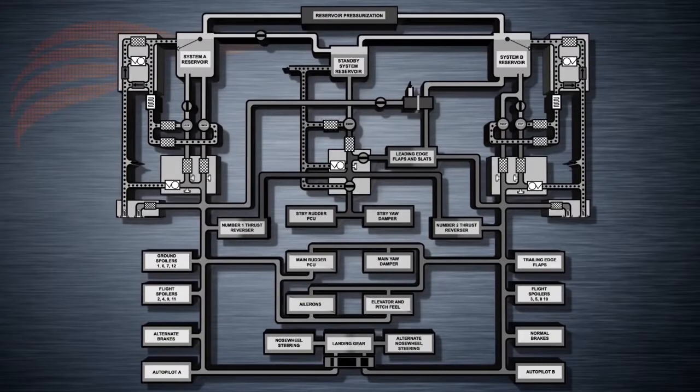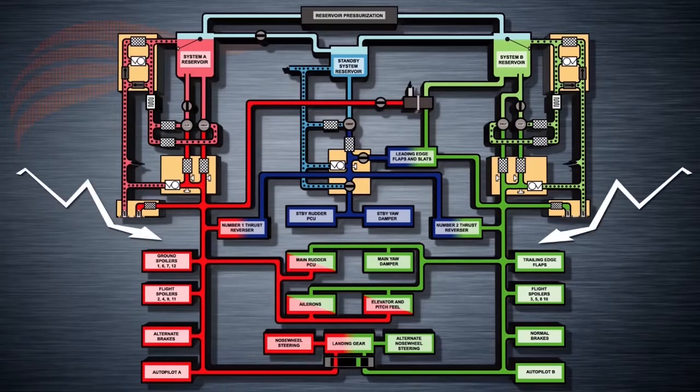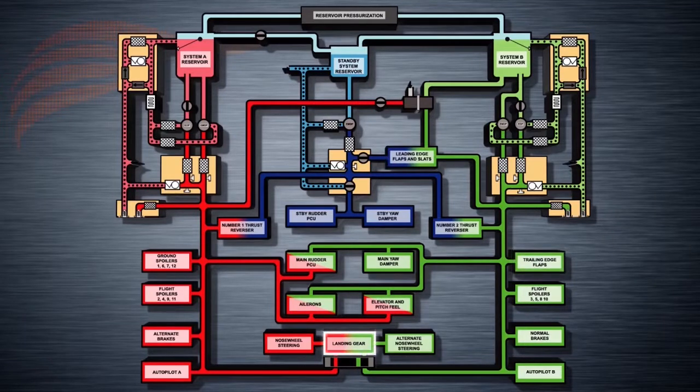The 737 Next Generation has 3 hydraulic systems: System A, System B, and the standby system. Many systems on the aircraft use hydraulic power as their primary, and in some cases sole means of actuation. The A and B hydraulic systems together power the following aircraft systems: flight controls, leading edge flaps and slats, trailing edge flaps, the landing gear, wheel brakes, nose wheel steering, thrust reversers, and the 2 autopilots.